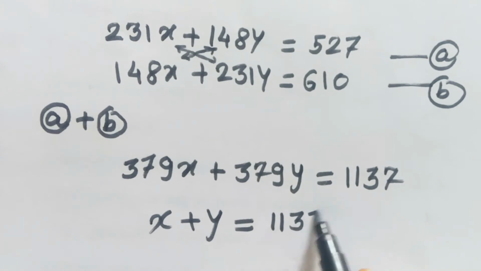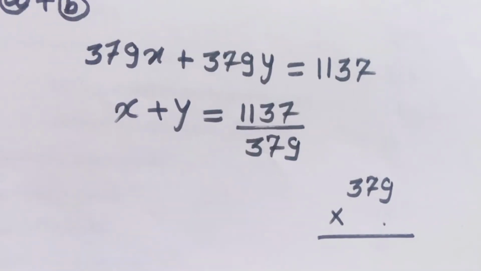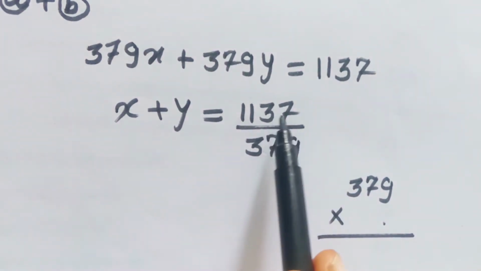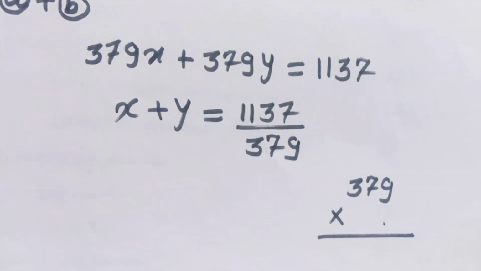right hand side is 1137 divided by 379. Now the next work is we have to divide this 1137 by 379, but we don't know the table of 379. So here we take one number in the multiplication of this number. After the multiplication we get a new number that contains the last digit similar to this. If we take 3 and multiply this number, then we get last digit 7.